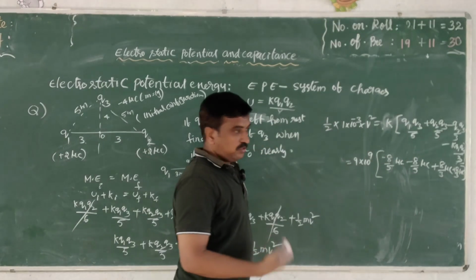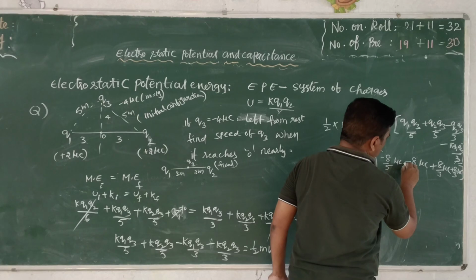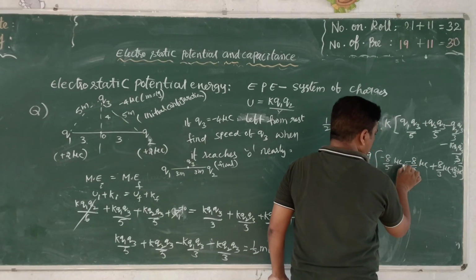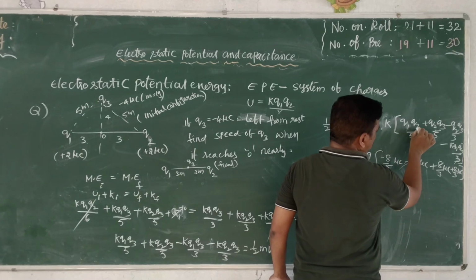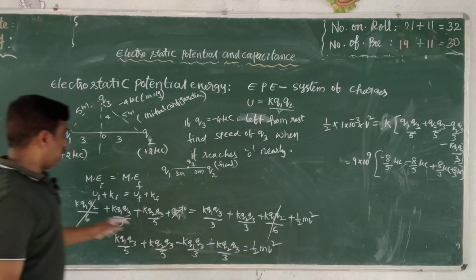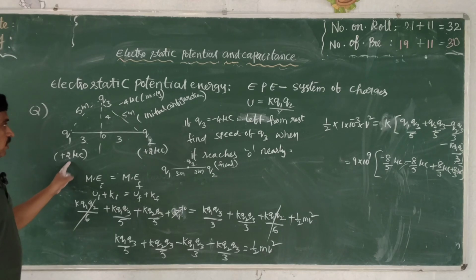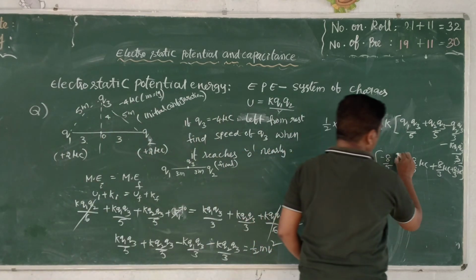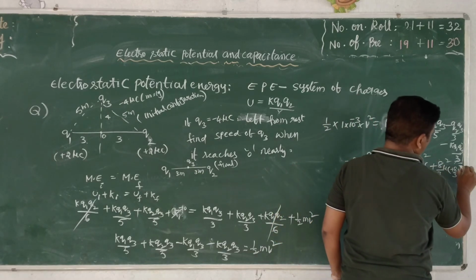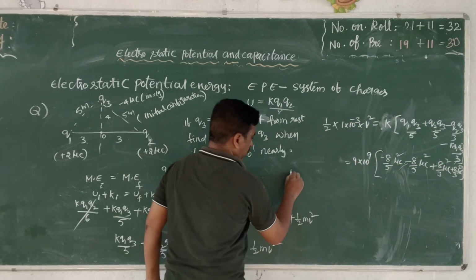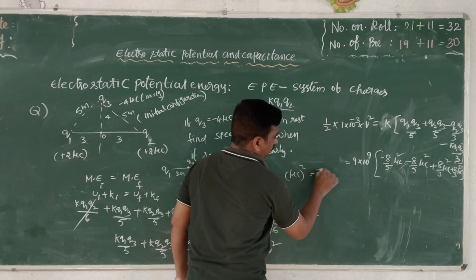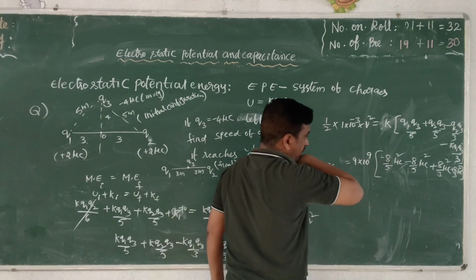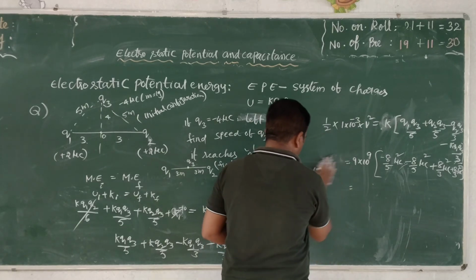See, microcoulomb into microcoulomb, q1 microcoulomb, q3 microcoulomb, gives microcoulomb square. Here also square, here also square. Microcoulomb square means 10 power minus 6 whole square, which is 10 power minus 12. So I can write it as common, and I remove this one.